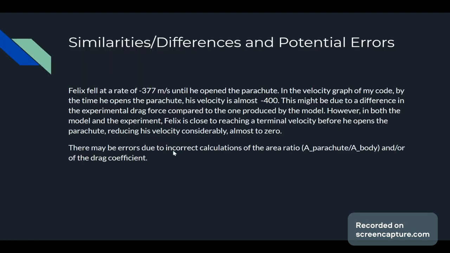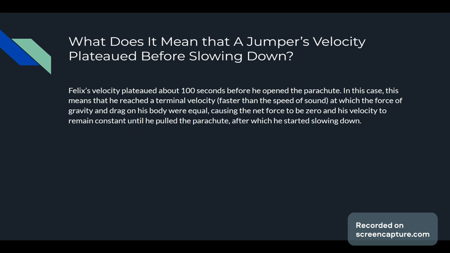There may be errors due to incorrect calculations of the area ratio of the parachute and his body, and/or of the drag coefficient. So what does it mean that his velocity plateaued before it slowed down? Felix's velocity plateaued about 100 seconds before he opened the parachute. In this case, it means that he reached a terminal velocity, faster than the speed of sound, at which the force of gravity and drag on his body were equal, causing the net force to be zero and his velocity to remain constant until he pulled the parachute open, after which he started slowing down.